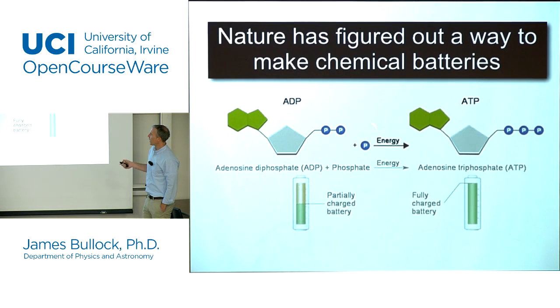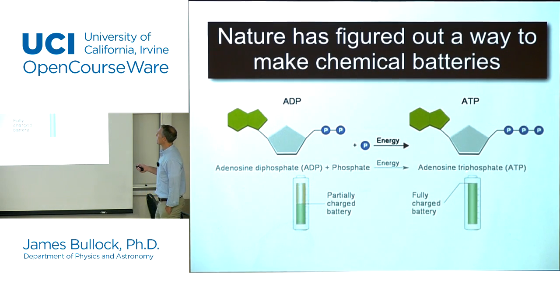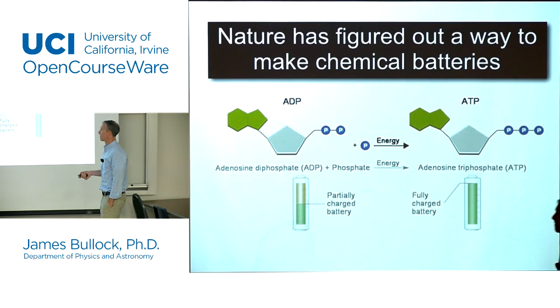The way nature figured out how to do this is with a kind of complicated molecule that's called adenosine diphosphate, and then another one that's called adenosine triphosphate. Now this molecule is like the uncharged battery, the spring unloaded. And this molecule is like the spring fully loaded. So this is called ADP, this is called ATP.